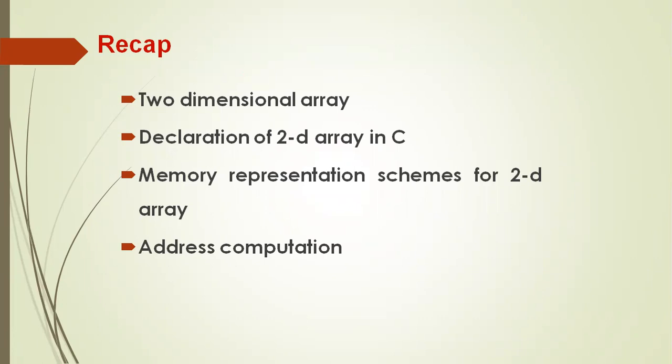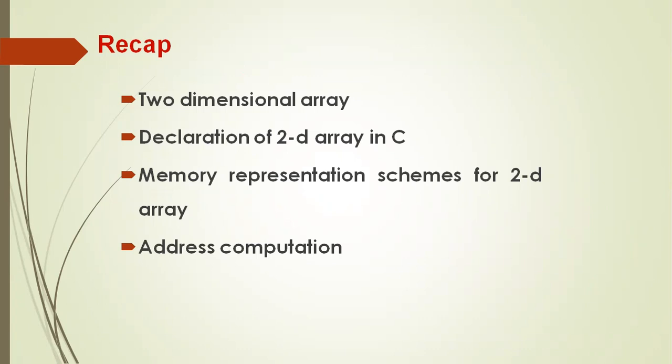We also studied how a two-dimensional array can be represented in memory. A two-dimensional array is not represented as a matrix. Actually, a two-dimensional array is represented as a one-dimensional array only. For that, we use two different representation schemes: one is called row major ordering, and the other one is column major ordering.